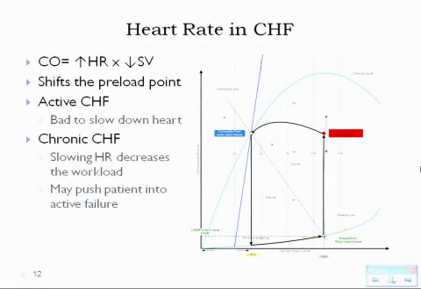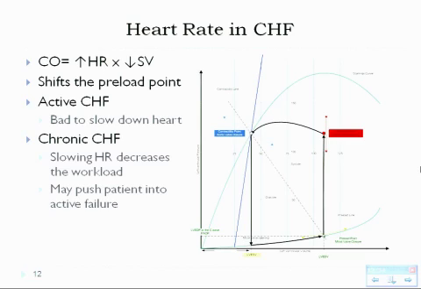And you're diminishing it. But if you're already in active failure and you push down the contractility and push down the heart rate, you may worsen the acute congestive heart failure very rapidly. And that's one thing I think a lot of people don't understand. And I've seen people that are in actual full-blown congestive heart failure.